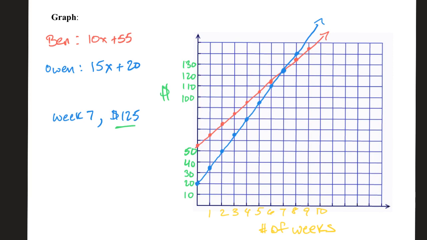Now we just need to verify, is it week 7? Our intersection point is right here, and that is week 7. And how much is that? Let's go over it. That's in between the 120, 130. That is 125. So we were right. It is week 7. So we were right. This is our answer. Week 7 is when they have the same amount of money in the bank and they have $125 each.